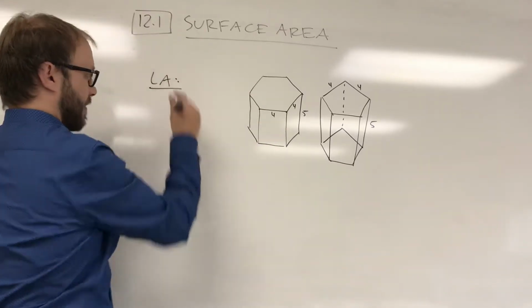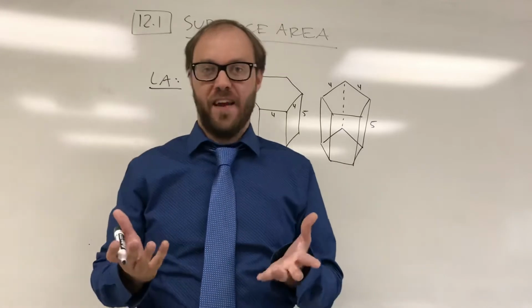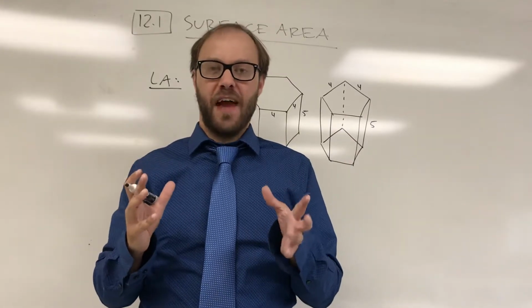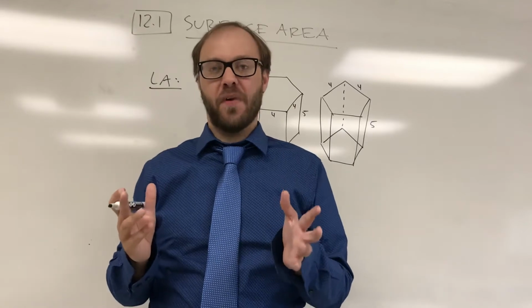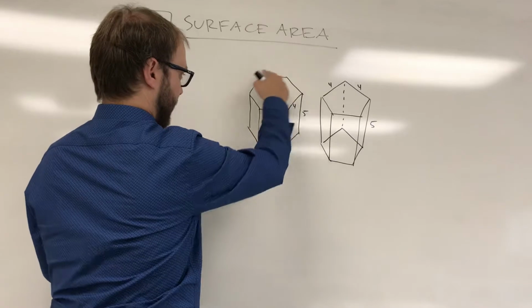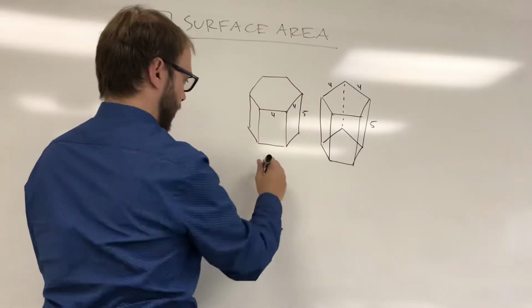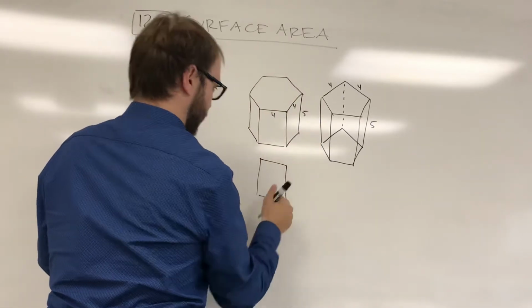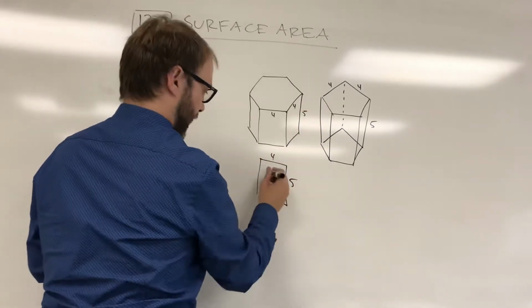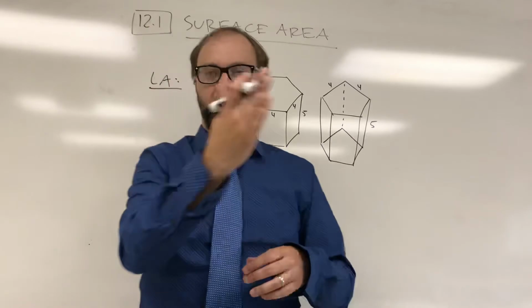The lateral area, assuming that that's a regular hexagon, which we have to know to be able to do this problem, the lateral area for these problems is going to be very, very simple. Each of these side lengths is 4, the height is 5. So each of the rectangles that goes around the outside would be a 4 by 5. Each of those rectangles has an area of 20.